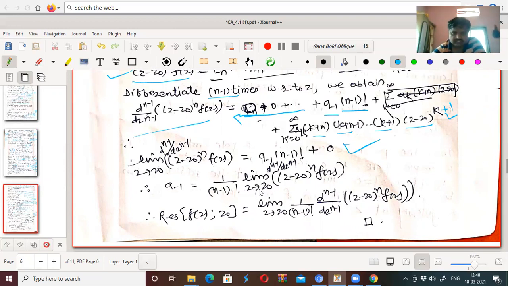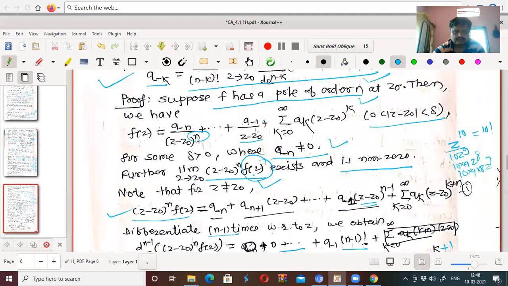So a minus 1 becomes 1 upon (n minus 1) factorial times the limit as z tends to z0 of the (n minus 1)th derivative of (z minus z0) to the power n f of z, which is nothing but the residue. A minus 1 means what? It is the residue. So the residue of f of z at z0 is this limit, that is, the limit as z tends to z0 of 1 upon (n minus 1) factorial times the (n minus 1)th derivative with respect to z of (z minus z0) to the power n f of z. And the first part is proved.